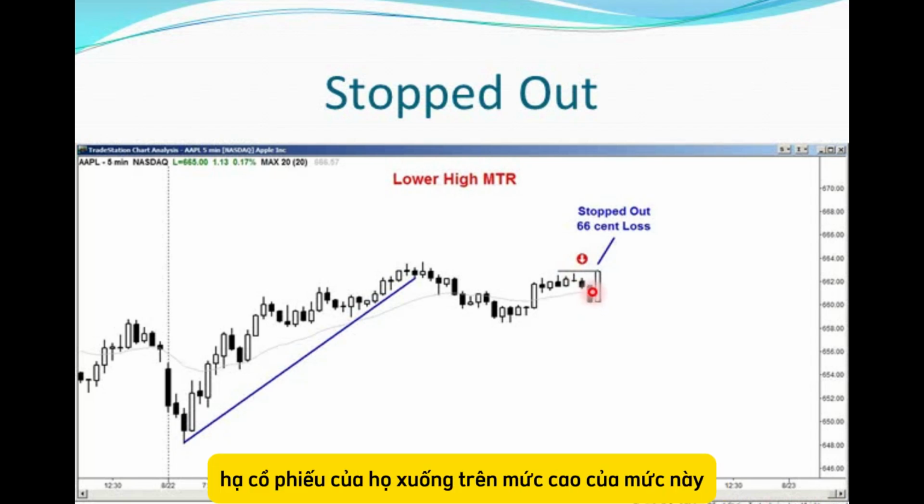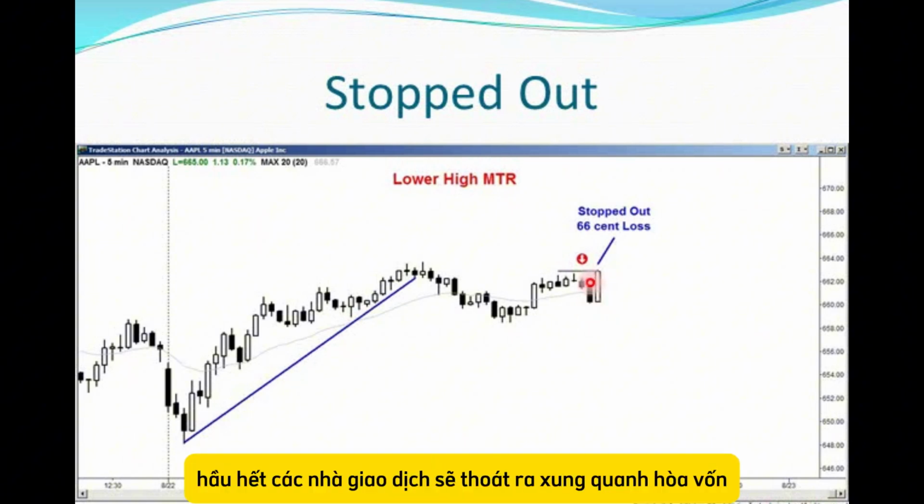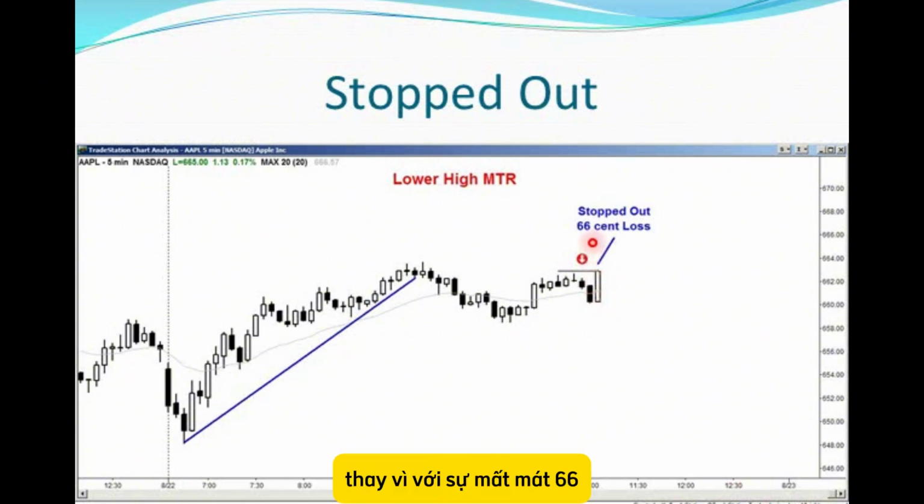In general, when you have a good-looking entry bar and then a really good follow-through bar, most traders would lower their stop to above the high of this very strong bear bar, because if this is the start of a bear trend, the market should not come back above the high of such a strong bear bar. So most traders would have gotten out around break even instead of with the 66 cents loss.